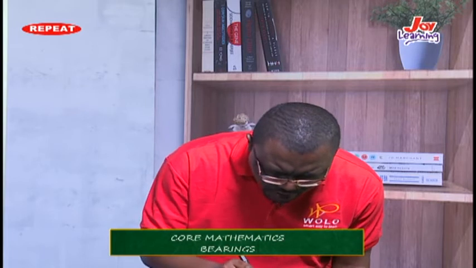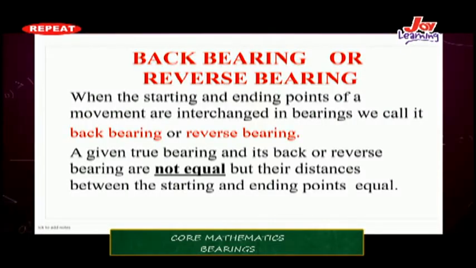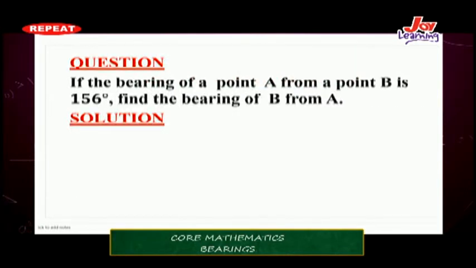And now let's see. This is what I've explained. When the starting and ending points of a movement are interchanged in bearings, we call it back bearing or reverse bearing. A given true bearing and its back bearing or reverse bearing are not equal. Yes, the bearings are not equal, but their distances between the starting and ending points are equal. And that is what I explained. Let's take a question. First question for back bearing or reverse bearing.